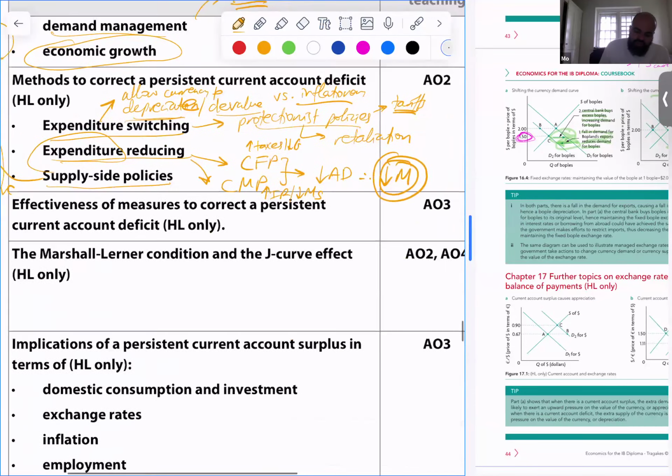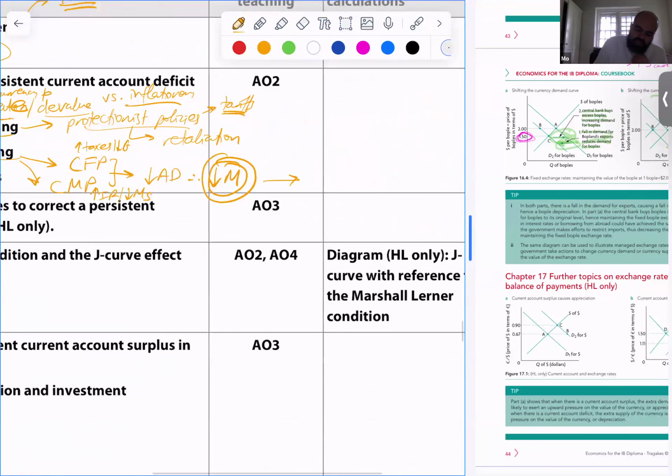So how effective are these measures? Well, we said expenditure switching can lead to inflation or retaliation. Expenditure reducing will decrease AD, which will push the economy into recession and may raise unemployment. So again, these are trade-offs.